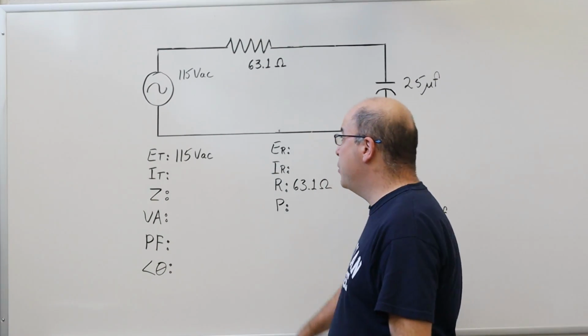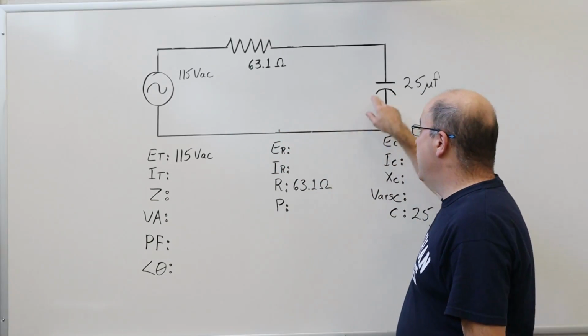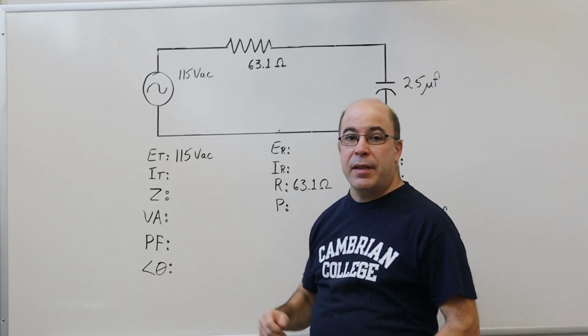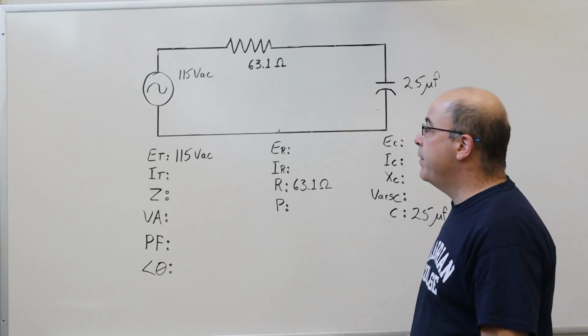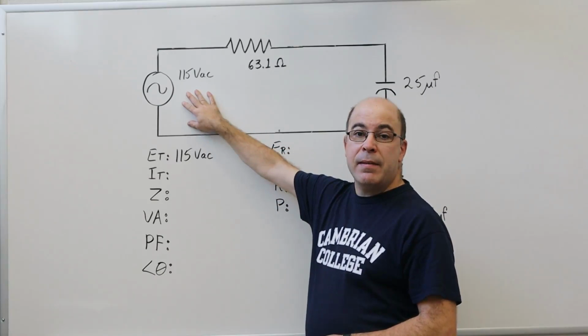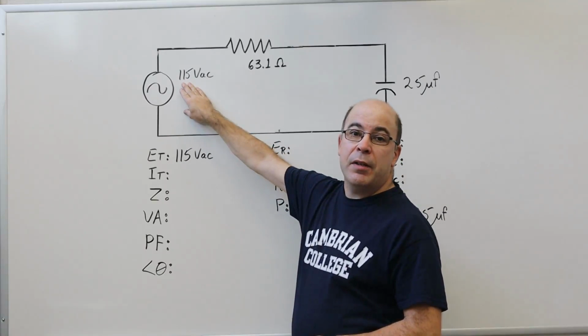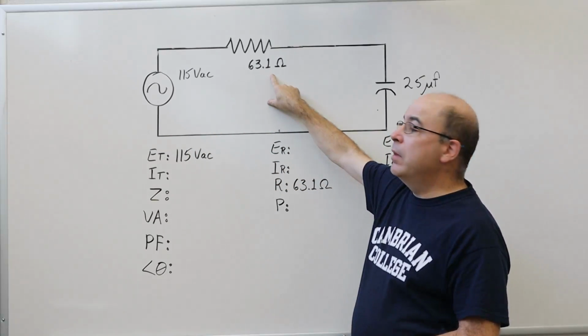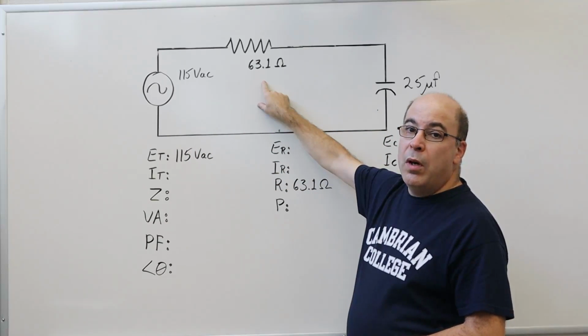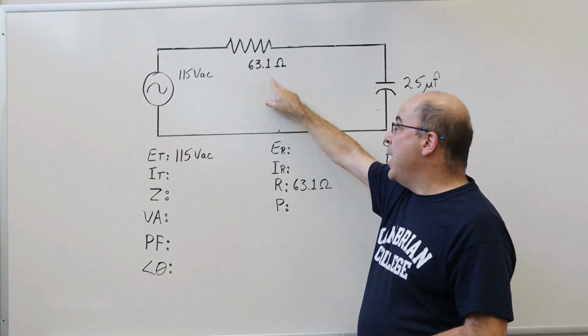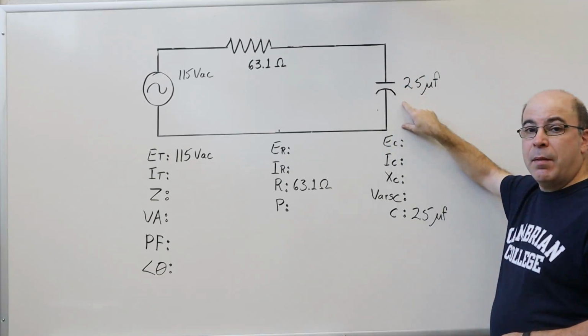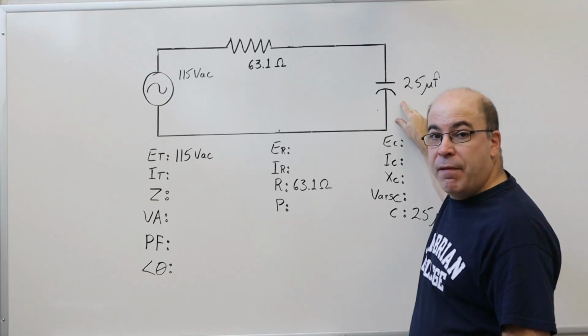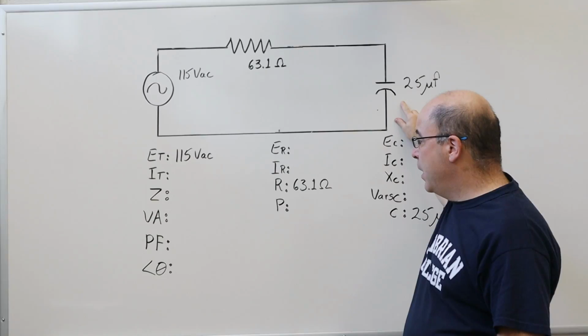Today, I'm going to feature the resistive and capacitive series circuit. You'll see in front of you that I have an AC power supply with a value of 115 volts AC. I've got a resistor, 63.1 ohms resistance, and in series with it, I've got this capacitor at 25 microfarads.